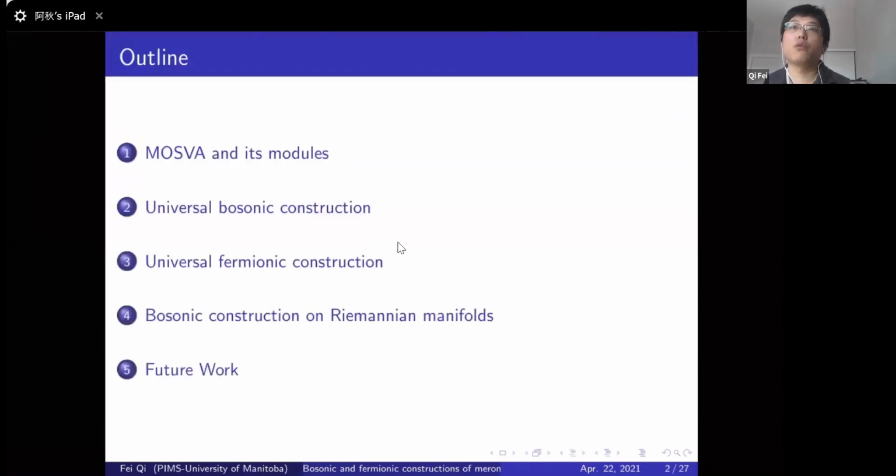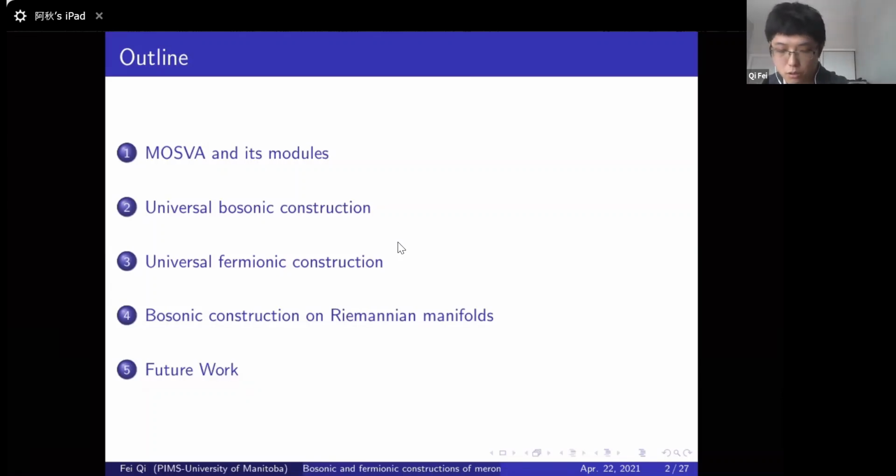So first, I will explain the axioms for the meromorphic open string vertex algebras and its modules. Then I will give the universal bosonic construction and the fermionic construction. These are universal constructions for MOSVAs, and those are the earliest examples as well. Another interesting example is the bosonic construction on Riemannian manifolds. So these will be the 3 examples I will discuss in the talk. And then I will discuss some possible future work and future projects.